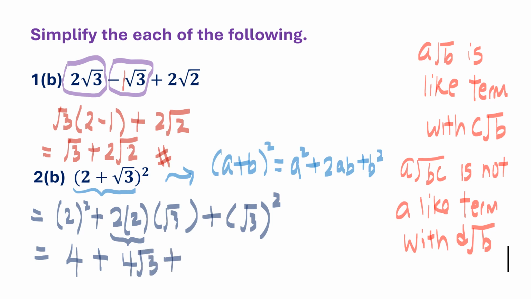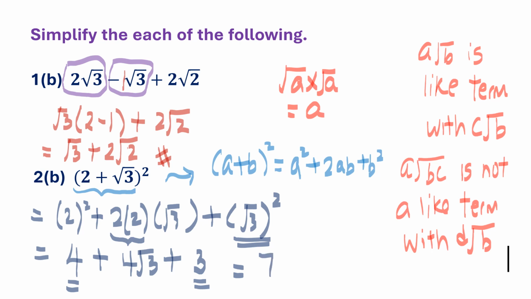And of course, we have dealt with this before. This one means that if you have a square root a times a square root a, with a more than 0, you will just end up with getting an a. So square root 3 times square root 3 will just give you a 3. And then you can group these two integers together, that gives you 7 plus 4 square root 3. And that's how you do it. Okay?